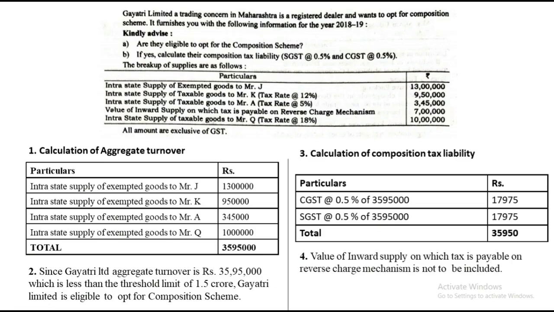This is it. With this, we were able to solve the very first sum based on composition levy. Very simple sum. Just need to follow this particular step. So I hope everyone has understood this. We are going to take up another sum, to finally clear all other doubts. So let us see now the second sum.